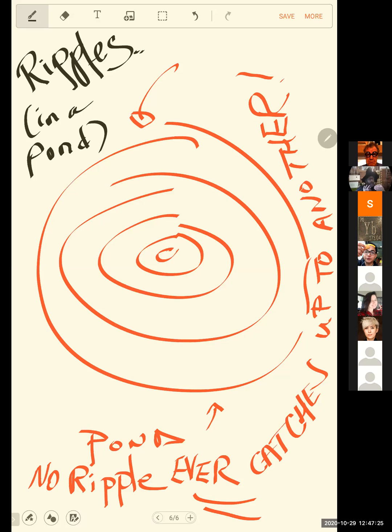But if they're going in the same direction, they never pass each other because they're all going the same speed, and the speed is fixed from the minute you say what the medium is. If you know it's that water, they're going to go at that speed.